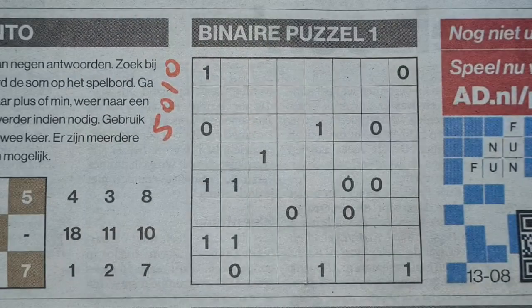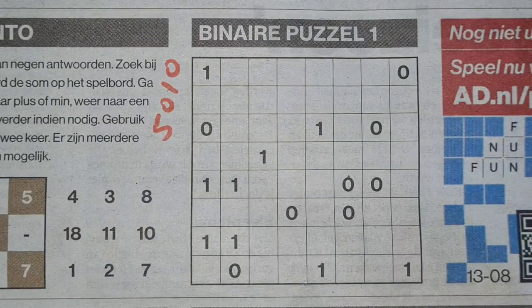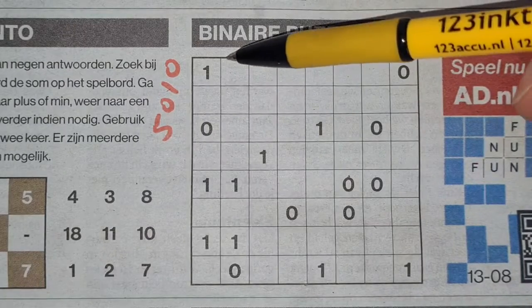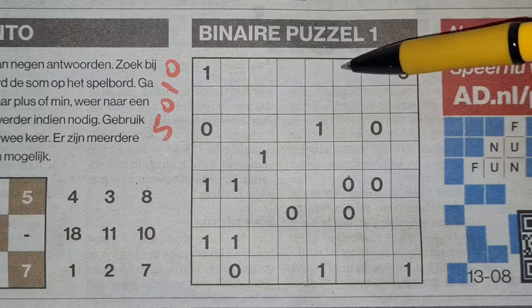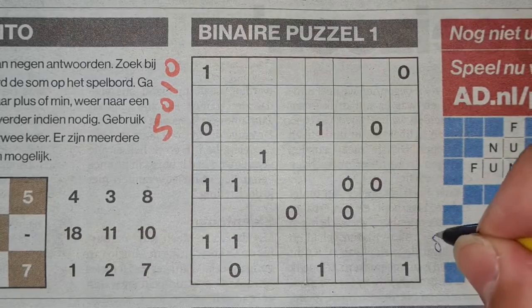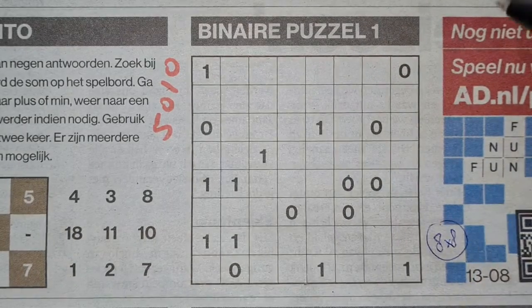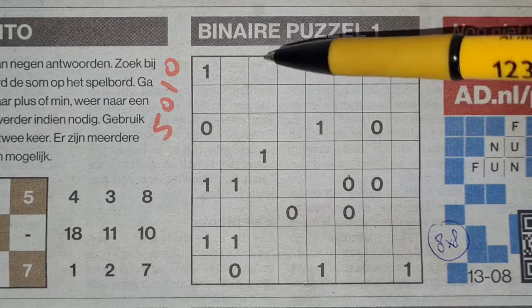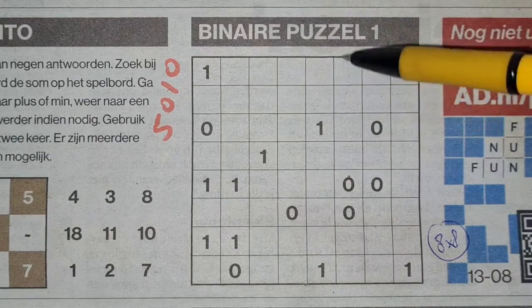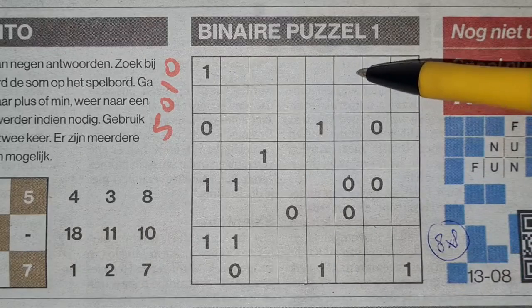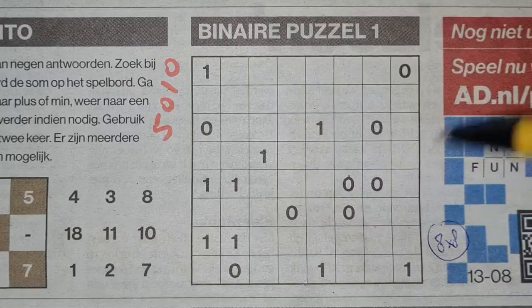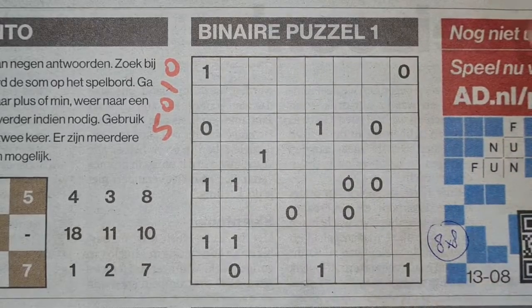5010. Yes. And what kind of binary puzzle is this one? Let me count the boxes. 1, 2, 3, 4, 5, 6, 7, 8. It's an 8 by 8 binary puzzle. That means in a row or in a column there are always 4 O's and 4 ones. Alright, so let's get started.